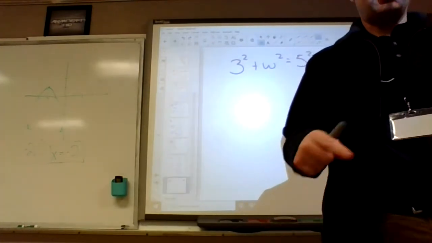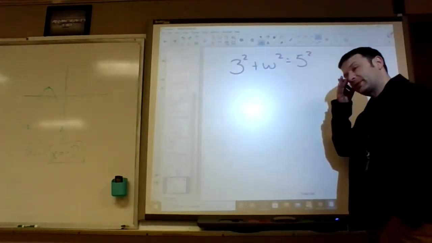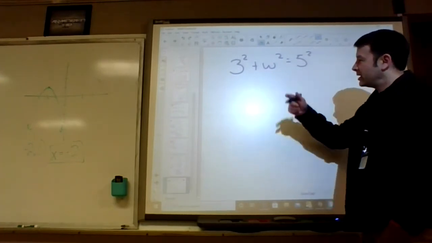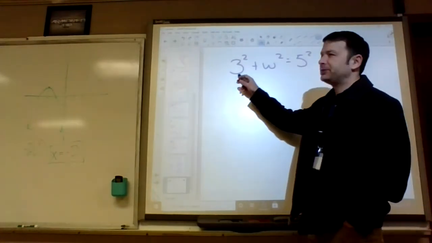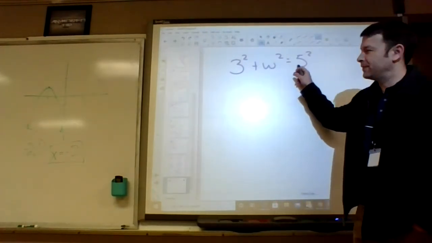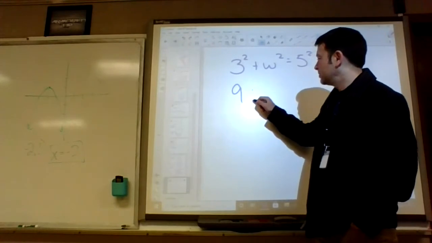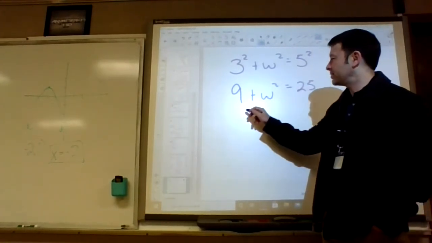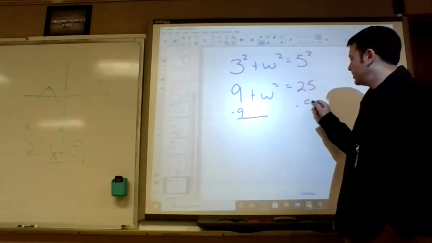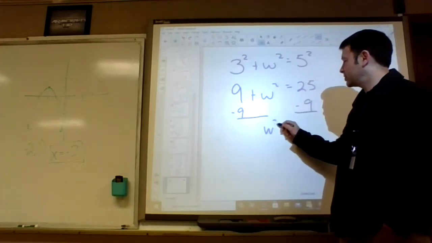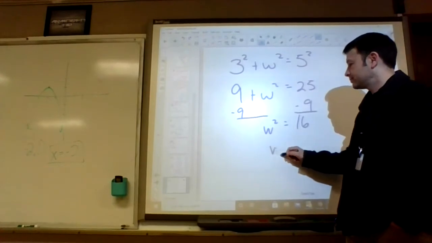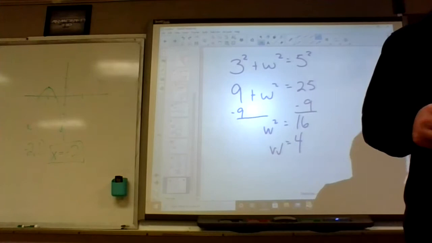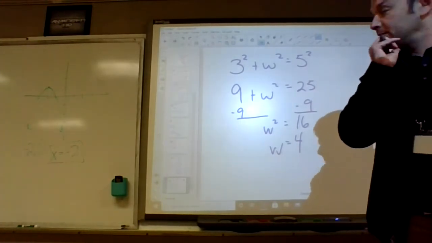3 squared on the bottom, 3 squared plus the width squared would equal that diagonal squared. You guys remember this triangle? 3, 4, 5. That's one of the triangles that makes a right triangle. If you subtract 9 on this one, you get w squared is 16. 4 squared is 16. So anyway, the width of the prism is 4.